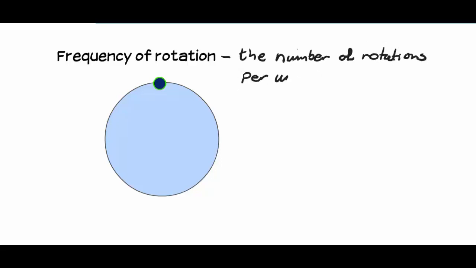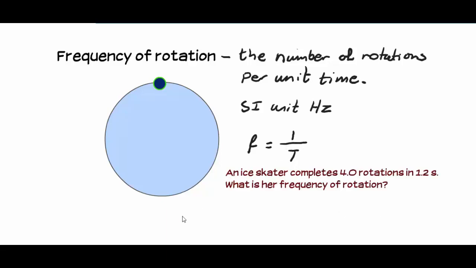So now we're going to look at the frequency of rotation. Very similar to the definition of frequency when we were talking about waves. So that's the number of rotations or the number of revolutions per unit time. It has the same SI unit, which is the hertz, and you can calculate the frequency by being 1 over the period.